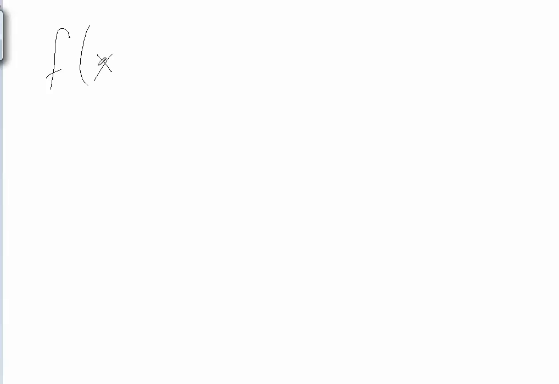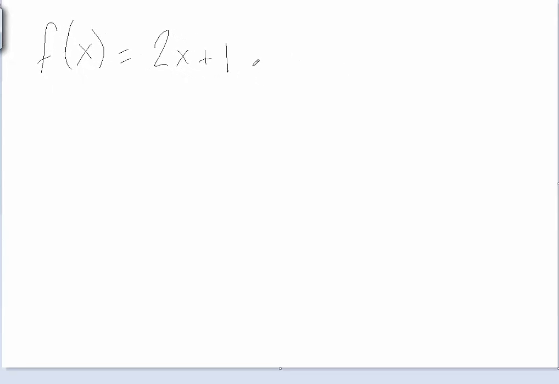Let's look at another example. Maybe a little more straightforward. So we've got f of x equals 2x plus 1. Its antiderivative, or if we take the integral, what's the area under this curve? It's going to be x squared plus x, plus our constant. And again, checking, we've got the derivative 2x plus 1.